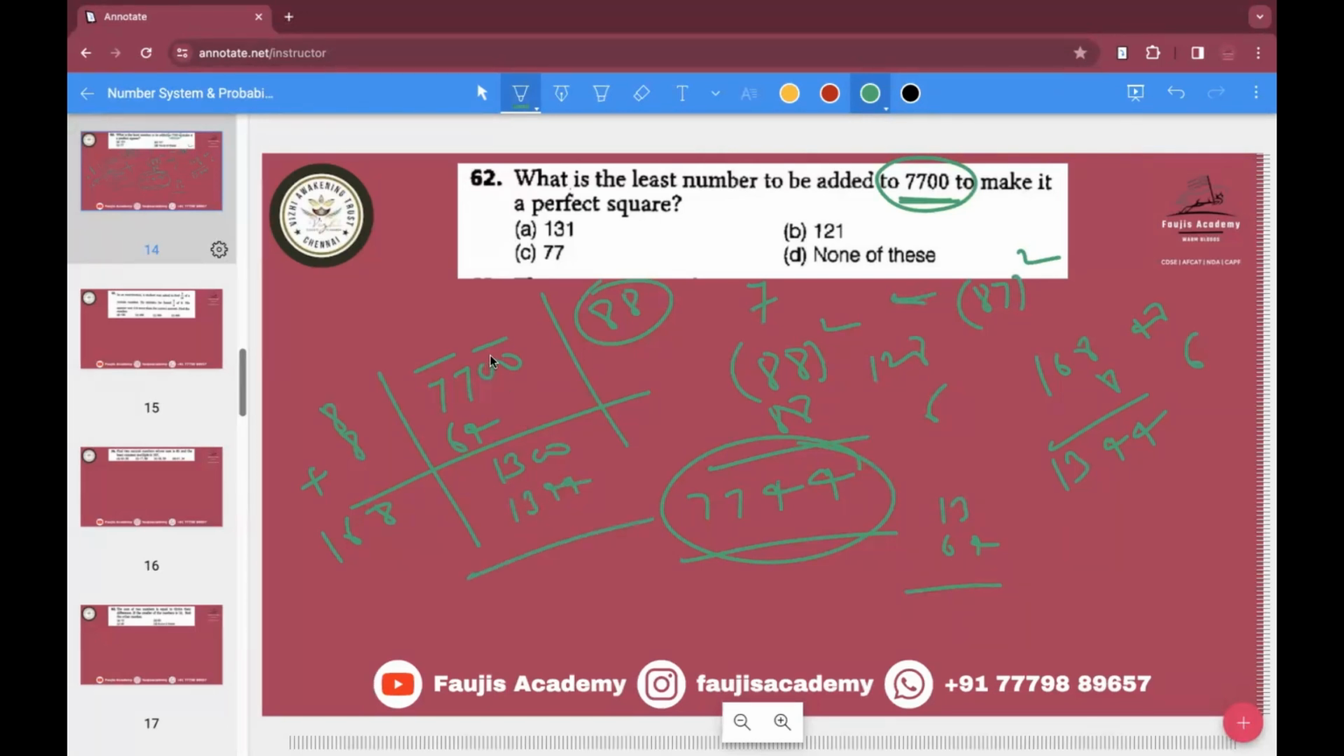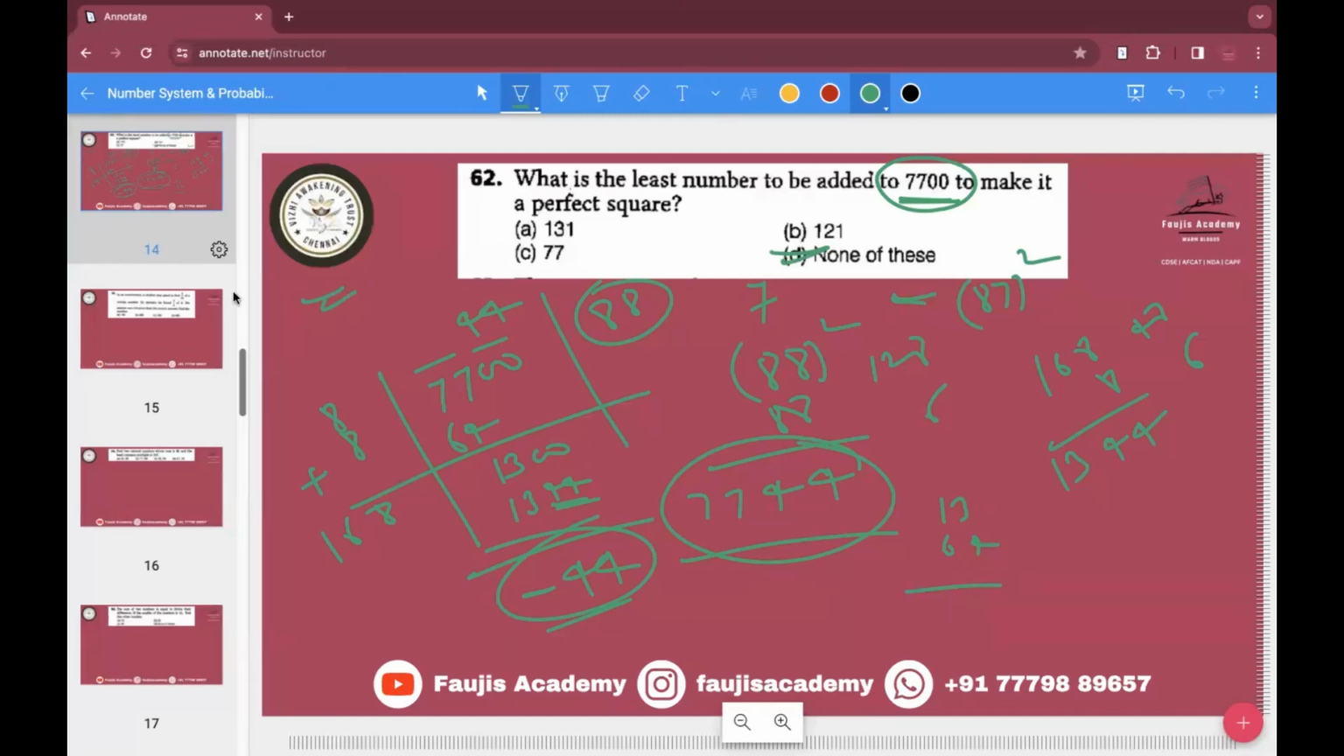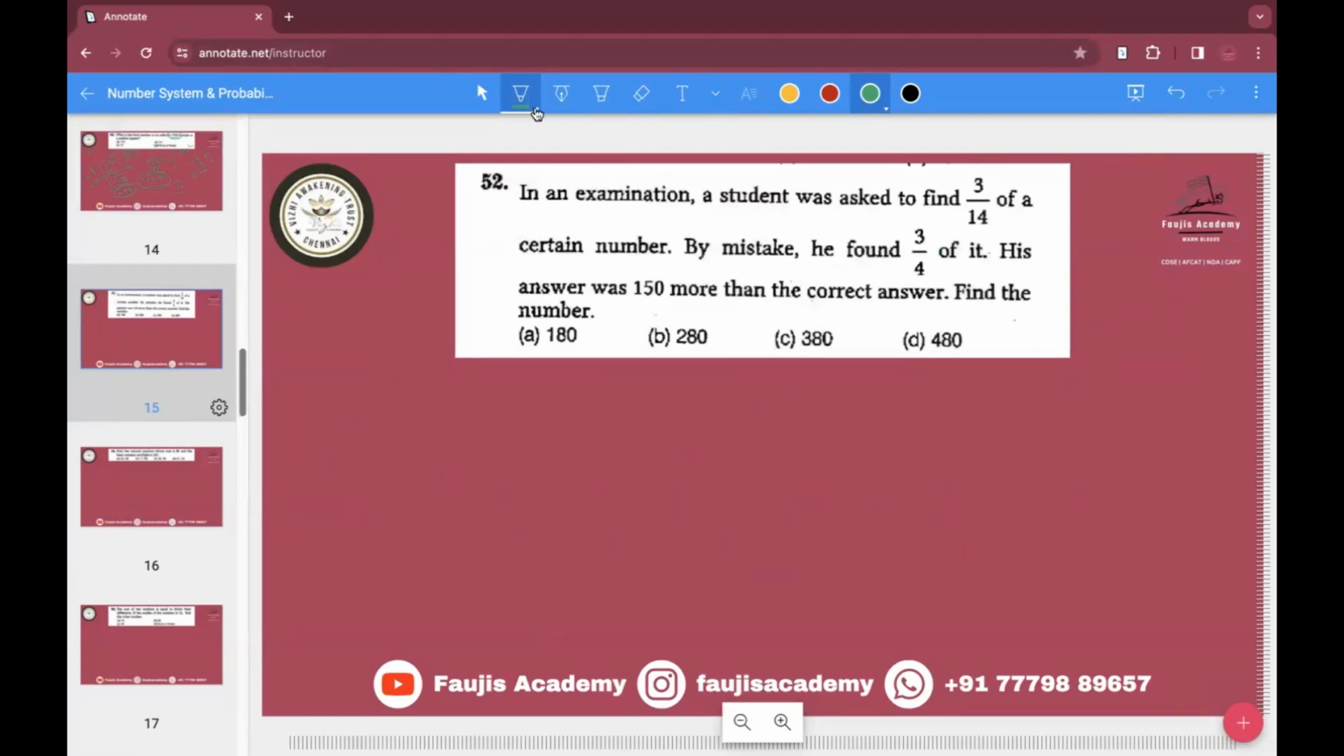Had this number been 7744, we decipher from here that the deficiency is 44. Guys, which one of these is the answer? A, B, C, D, guys. Quick, guys. None of these. Yeah, say it. Whenever we have to take none of these, we start doubting ourselves whether or not the answer is there. Yes, none of these is the answer. Quick.